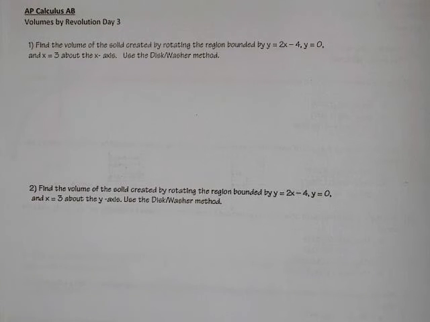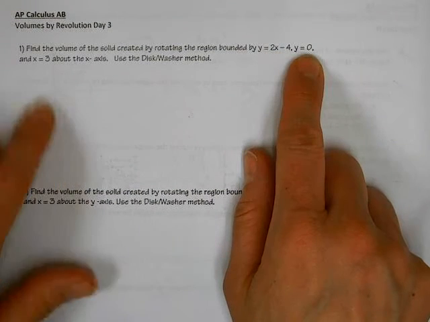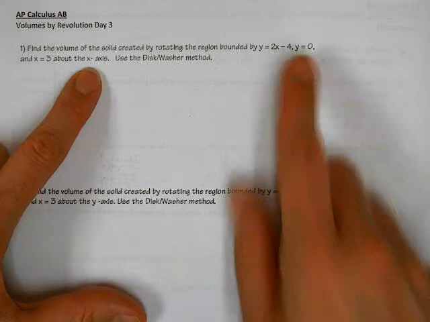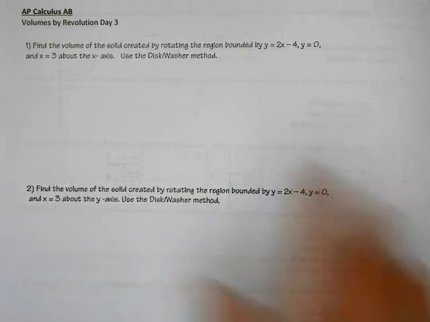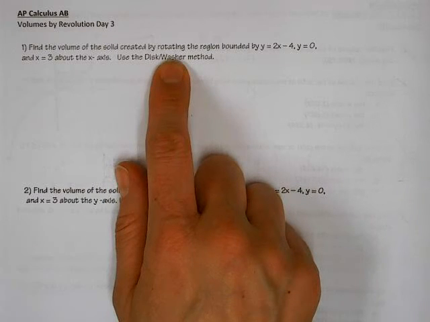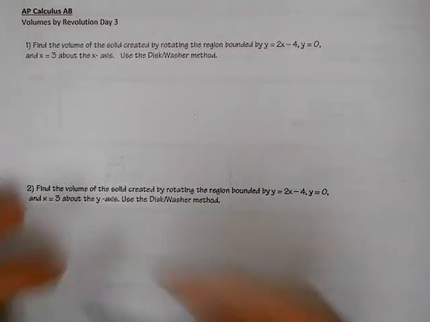So we're asked to find the volume of the solid created by rotating the region bounded by this linear function, y equals 0 and x equals 3 about the x-axis. Okay, so we're going to draw our picture and then we'll decide whether this is a disk, so solid circles, or whether it's a washer, meaning there's going to be a hole in the middle. So let's get this started here.